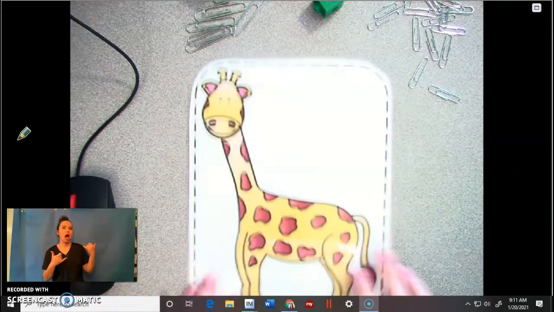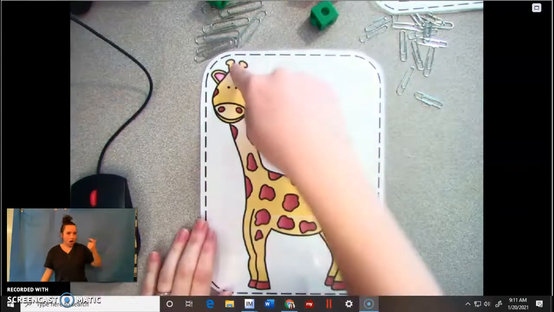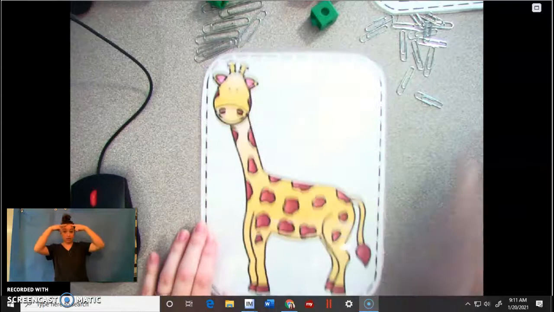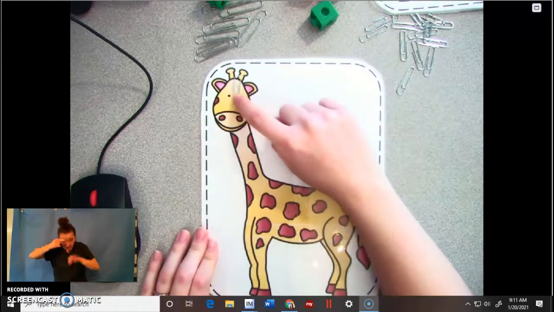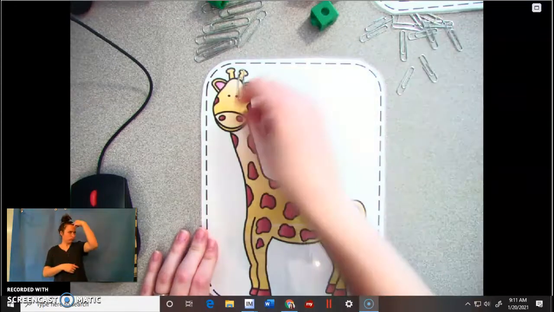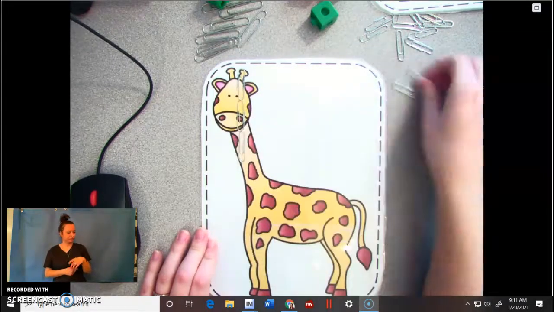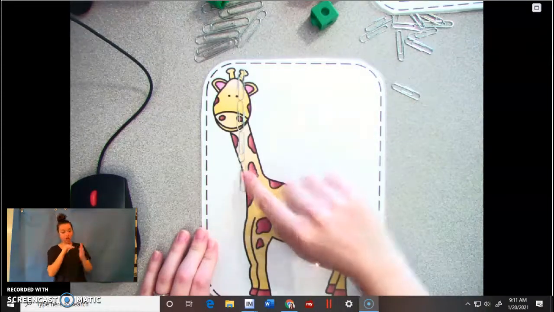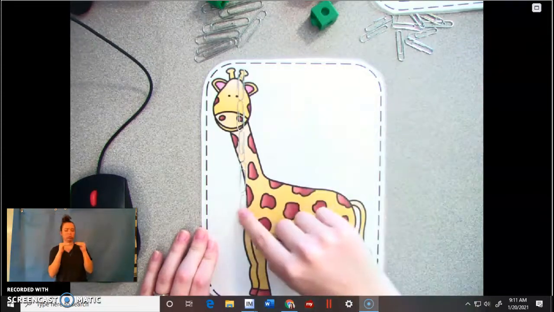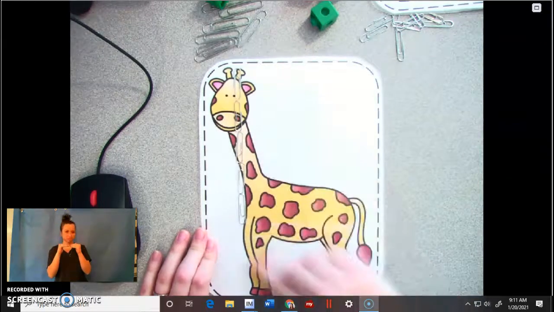He is a giraffe. You can't even see all of him. So we're going to start at his head and measure all the way down to his feet, how tall he is. I'm going to use my small paper clips first. Make sure it's at the end. Move it down all the way. Make sure they're not overlapping and they're touching. A little bit of overlap right there. There we go.